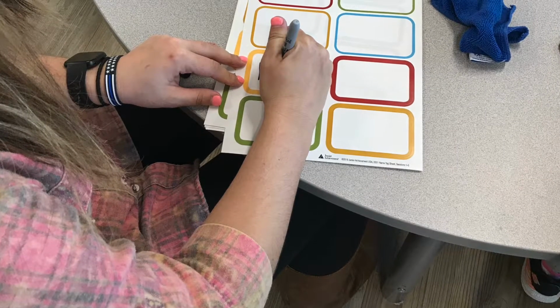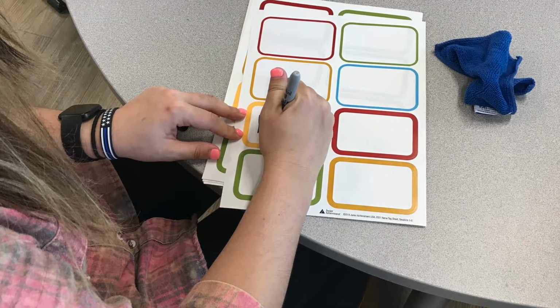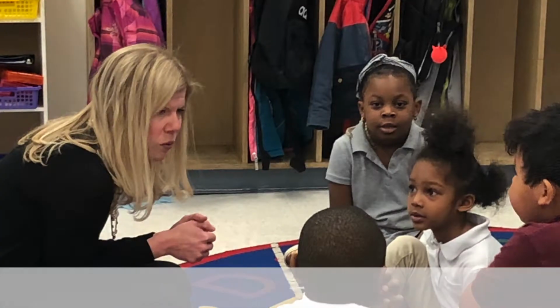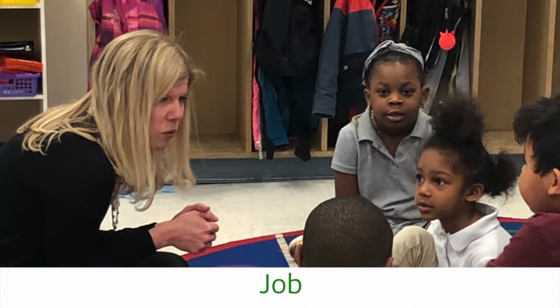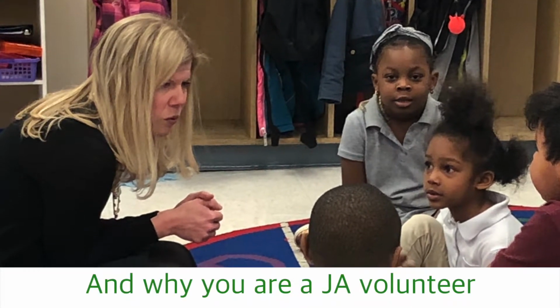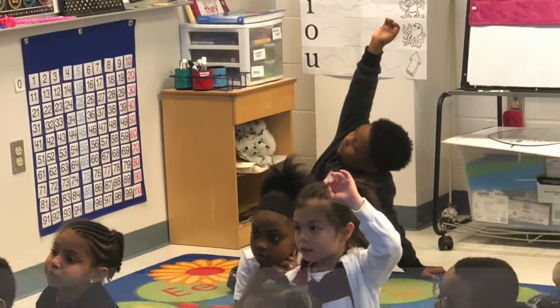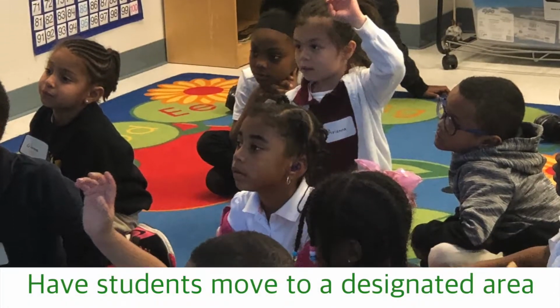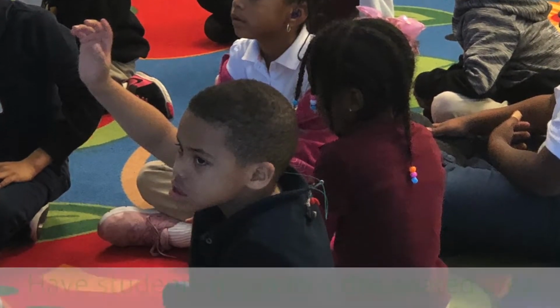Write in the student name tags if needed or have the teacher do it for you. Greet the students and share your name, your job, and why you are a JA volunteer. With the teacher's help, have the students move to a designated floor area in the room.